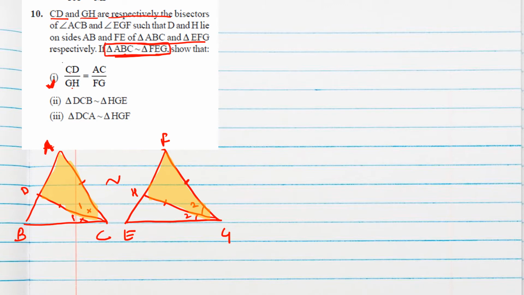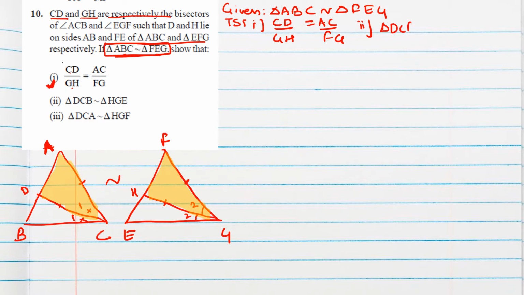already are similar. Okay, so first let me write the given thing. Given is triangle ABC is similar to triangle FEG. So from this one statement we can derive three more statements, and in to show that: first part, CD by GH is equal to AC by FG. Second part, DCB is similar to HGE, and third part will be DCA is similar to HGF. So in the correct proof, we'll start from the given thing.